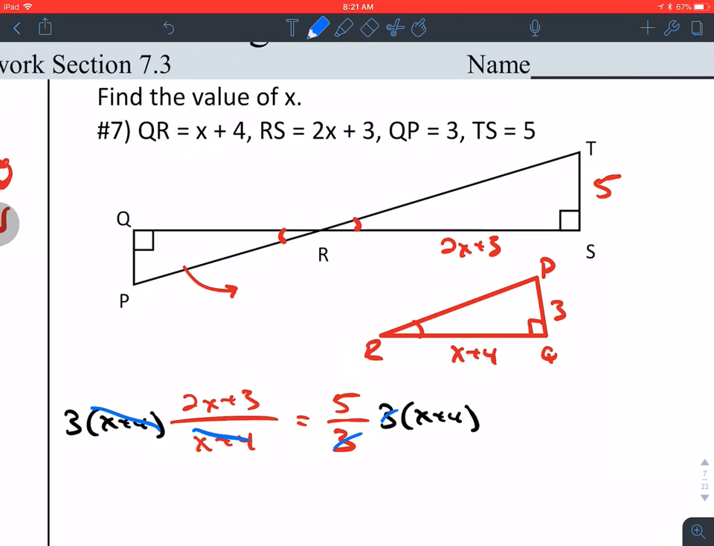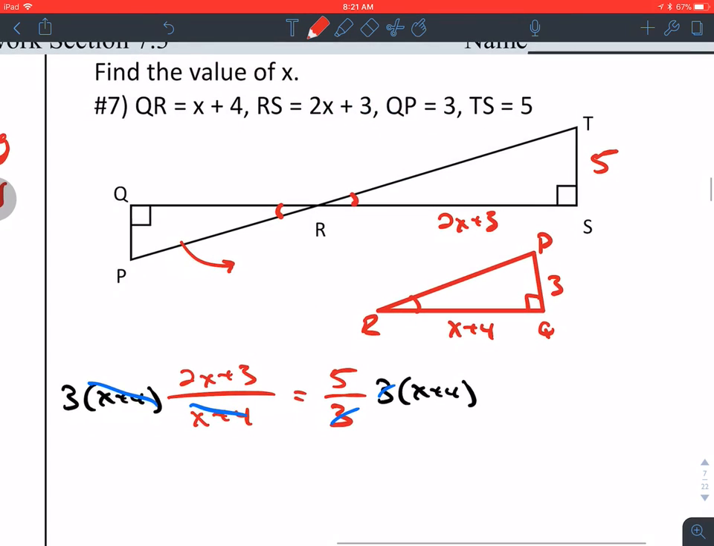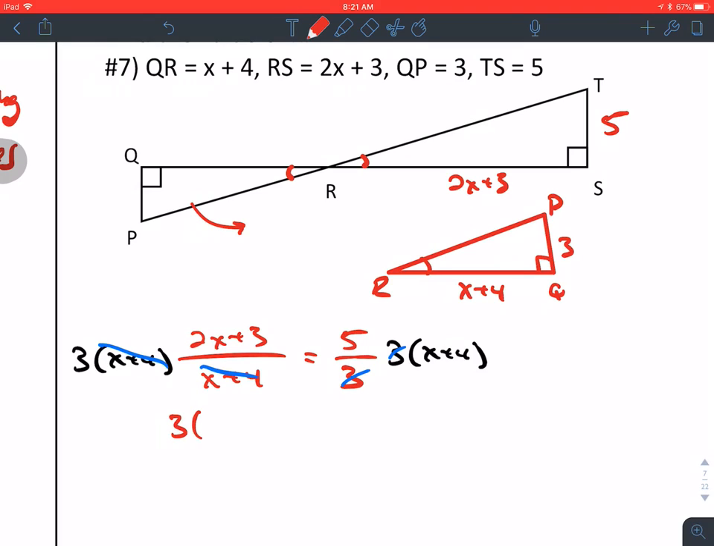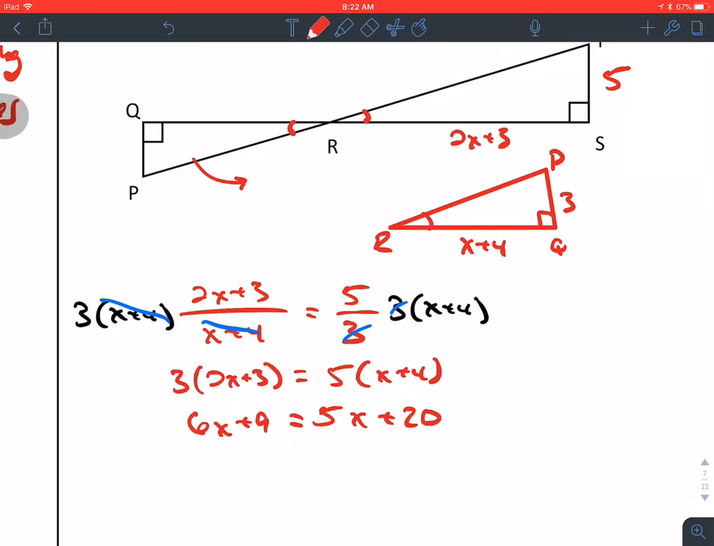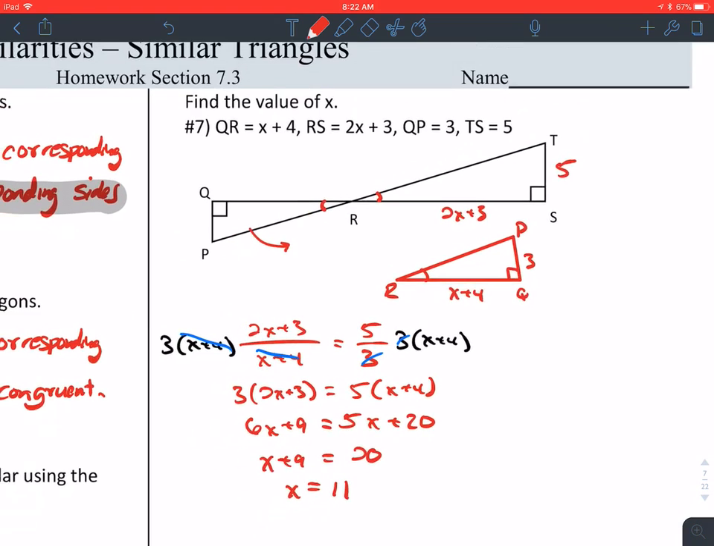X plus 4's cancel on the left, 3's cancel on the right. So we end up with 3 times the sum of 2x and 3 on the left, 5 times the sum of x and 4 on the right. The distributive property of equality gives us 6x plus 9. The distributive property of equality gives us 5x plus 20. If we subtract 5x from both sides, we get x plus 9 equals 20. If we subtract 9 from both sides, we get x equals 11.